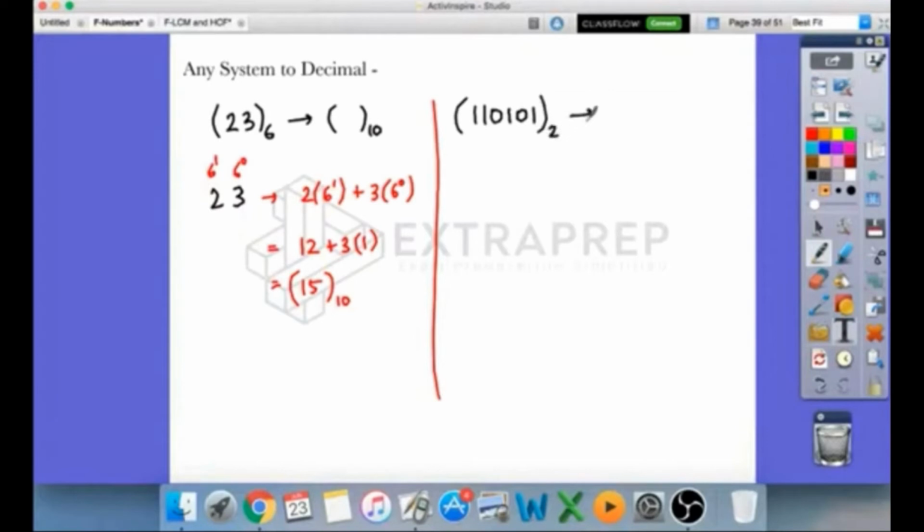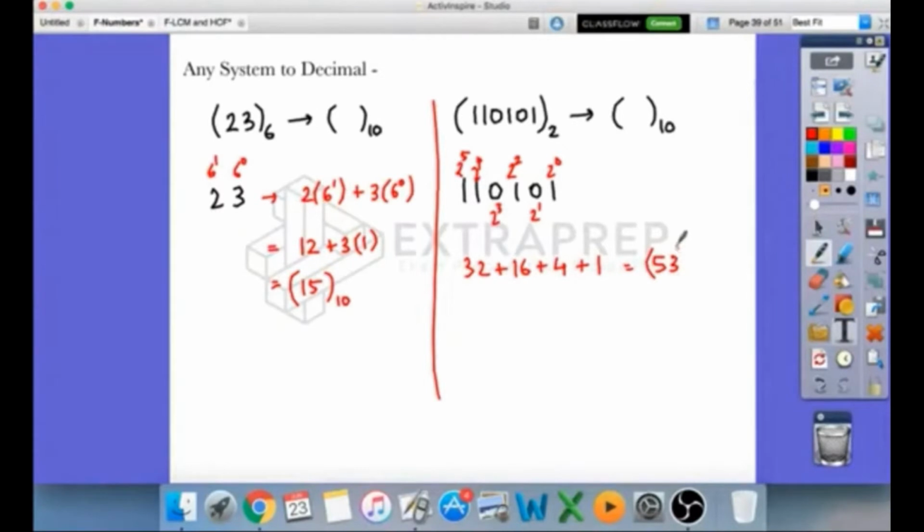110101 base 2, you'll have to convert it into the decimal system. Okay, first, 110101. As I told you, starting from the right-hand side, 2 power 0, this is 2 power 1, this is 2 square, this is 2 cube, this is 2 power 4, and this is 2 power 5. So 1 into 2 power 5 is 32, plus 1 into 2 power 4 is 16, plus 1 into 2 square is 4, plus 1 into 2 power 0 is 1. So this is 48, 52 and 53. So that's equal to 53 base 10.